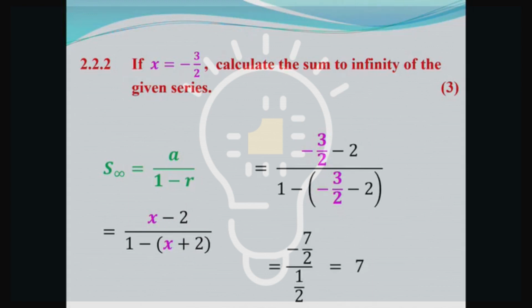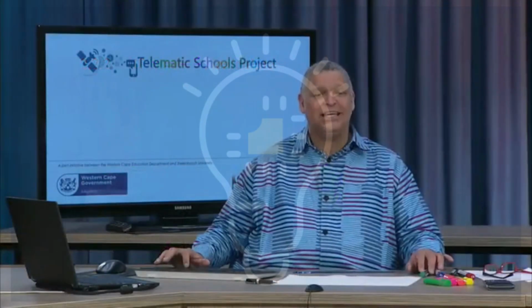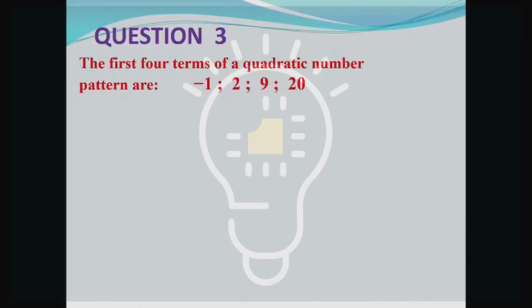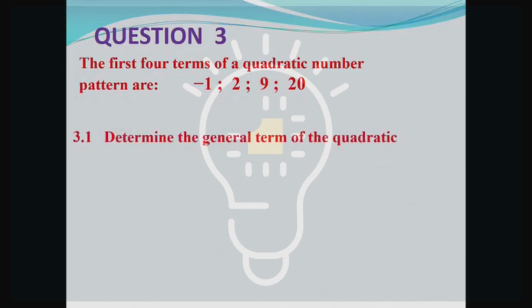Very important principle. We must know how to work with sum to infinity in connection with geometric series as well. Now let's move to question number 3 in the material that you have been provided as Term 1 Mathematics Revision. Here is the question, drawn from a past Matric exam paper that explores the quadratic number pattern. If you notice the monitor, the first 4 terms of a quadratic number pattern are -1; 2; 9; 20. The question: determine the general term of the quadratic number pattern. They give us 4 marks for this.